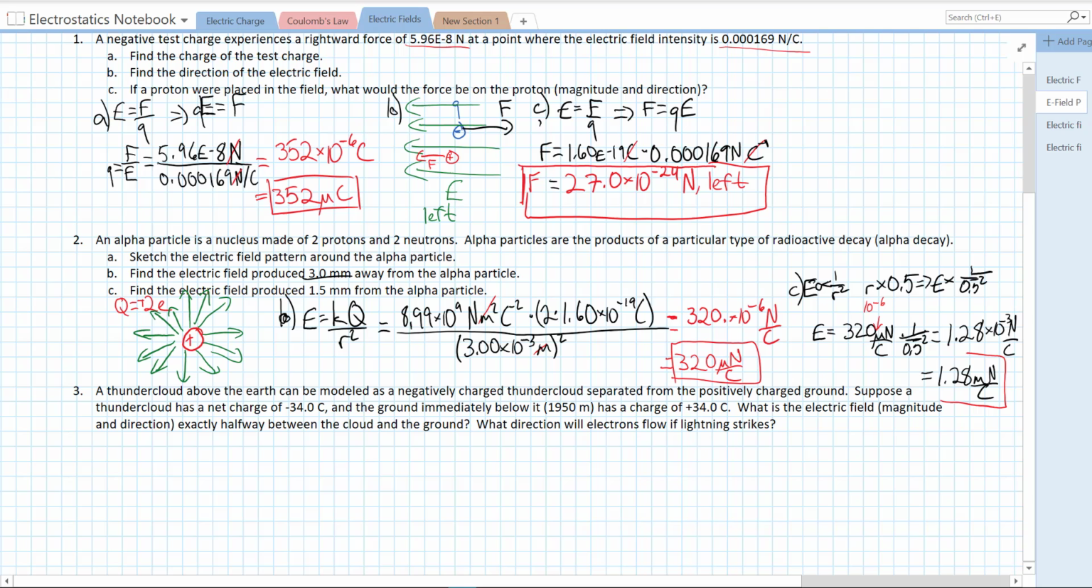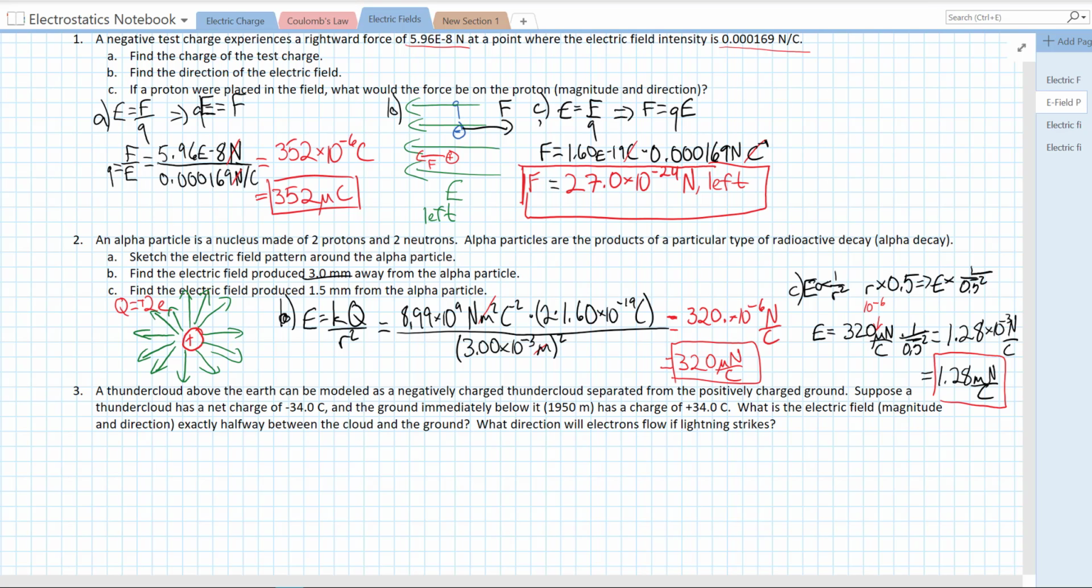It's much stronger because it is a lot closer. It should be 4 times stronger, because we cut the distance in half, so the electric field is multiplied by 2 squared, inverse square law.